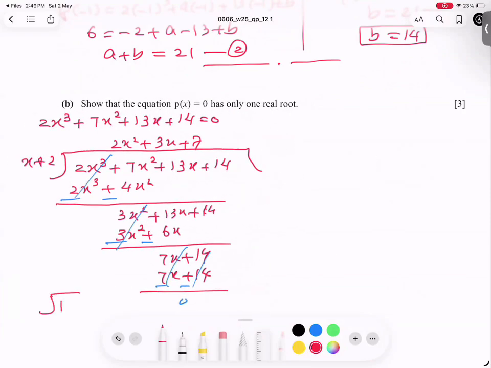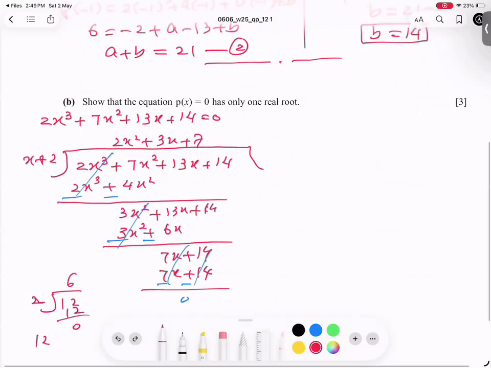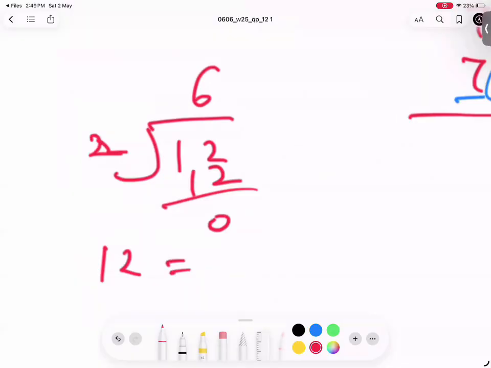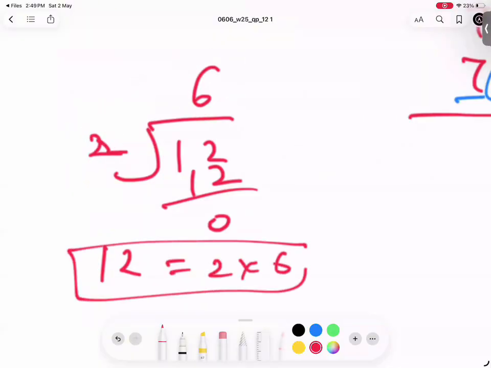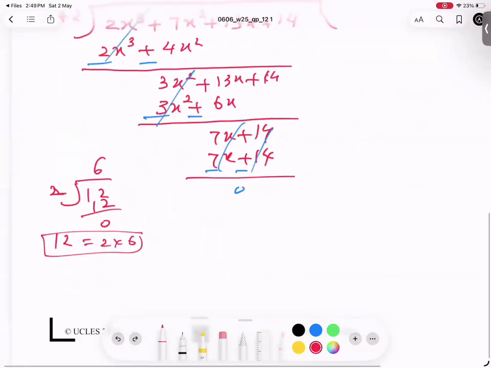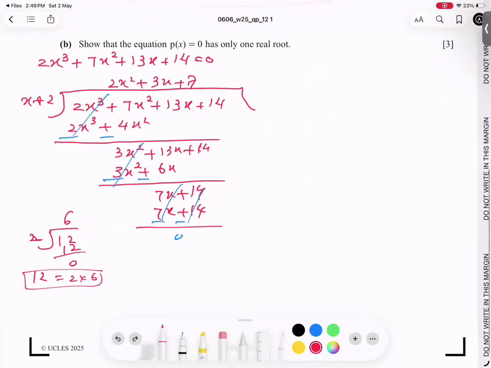If you have 12 inside and 2 outside, 2 sixes are 12. So we can say the inside number is basically equal to the product of quotient and divisor. This is a very important thing. So dividend equals quotient into divisor. Same story here. I can say this is basically equal to quotient into divisor.